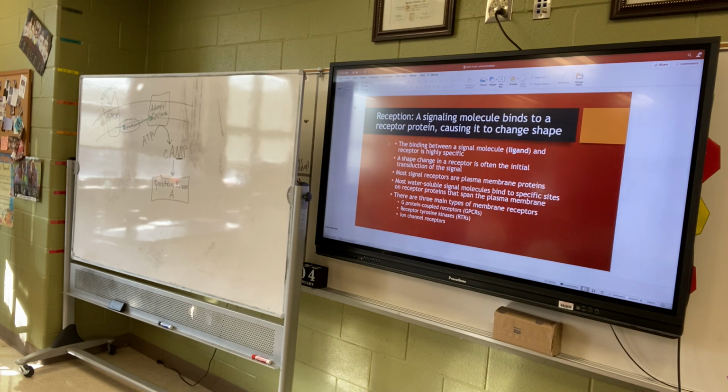Now, most chemical signals are going to be water soluble. What does that mean about them crossing the plasma membrane? If something is water soluble, can it freely cross the plasma membrane? No. So if the chemical signal is water soluble, it has to attach to a receptor that is in the membrane. There's 3 types: G protein coupled receptors, RTKs, which are receptor tyrosine kinases, and you have your gated ion channels. These are going to use water soluble ligands.